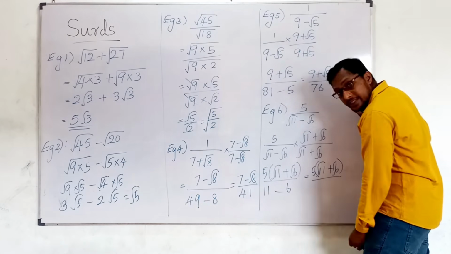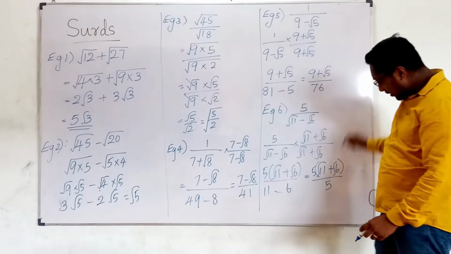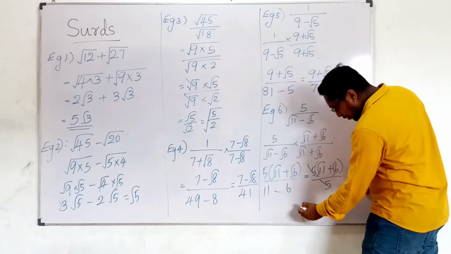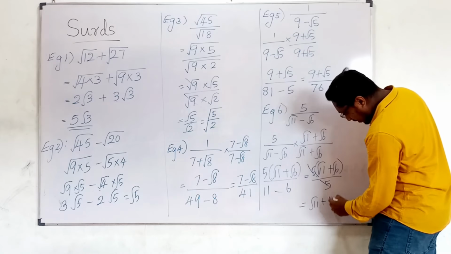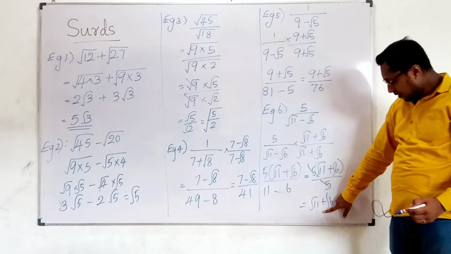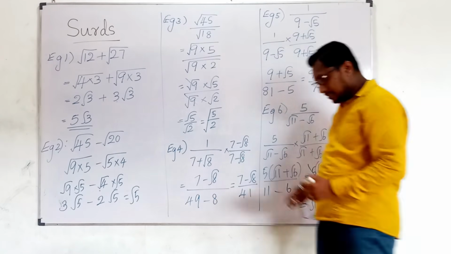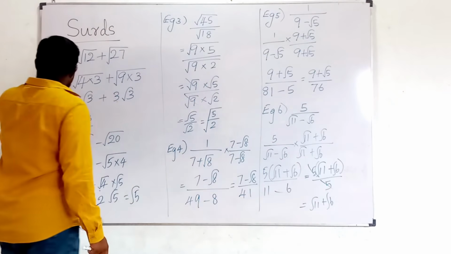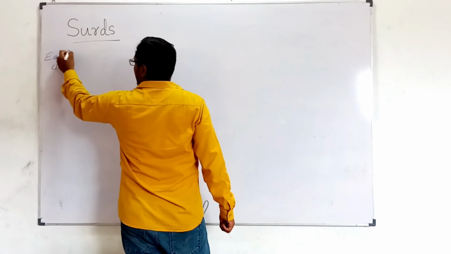So we have 5 times root 11 plus root 6, and 11 minus 6 is 5. So you can see now we can cancel this 5. So the final answer is square root 11 plus square root 6. Right. Okay, let's go to example number 7.